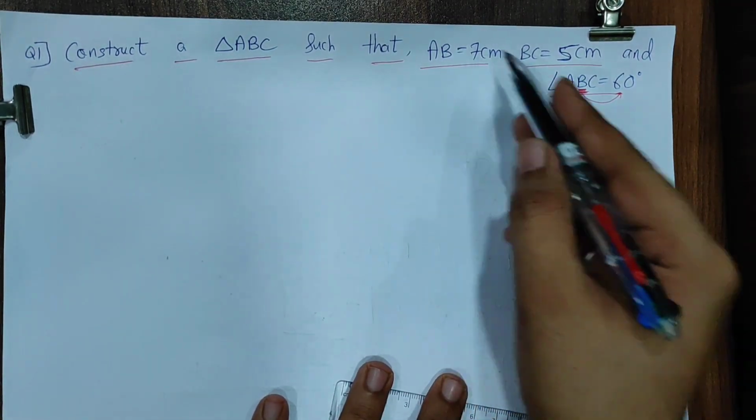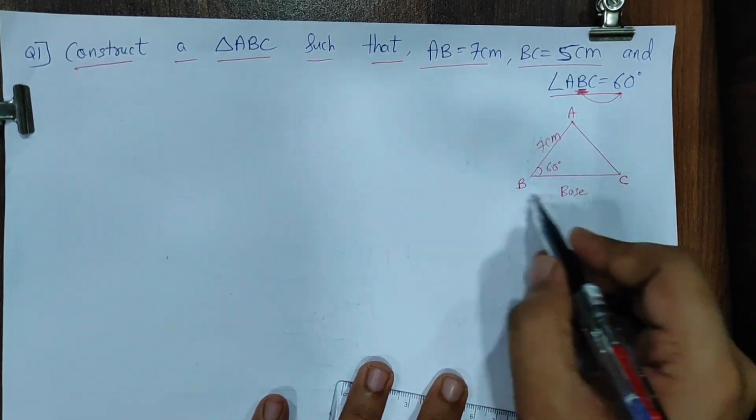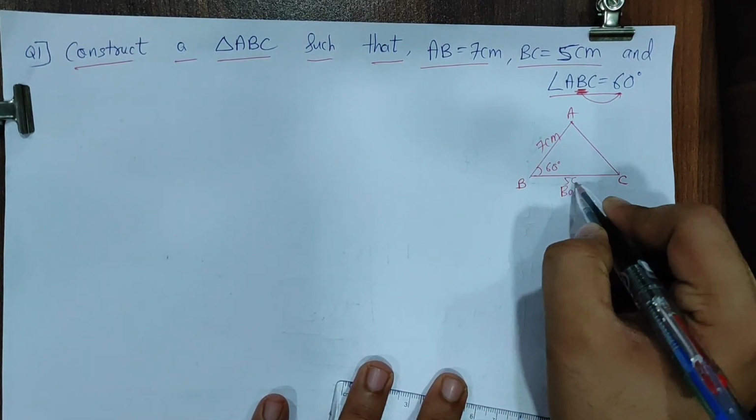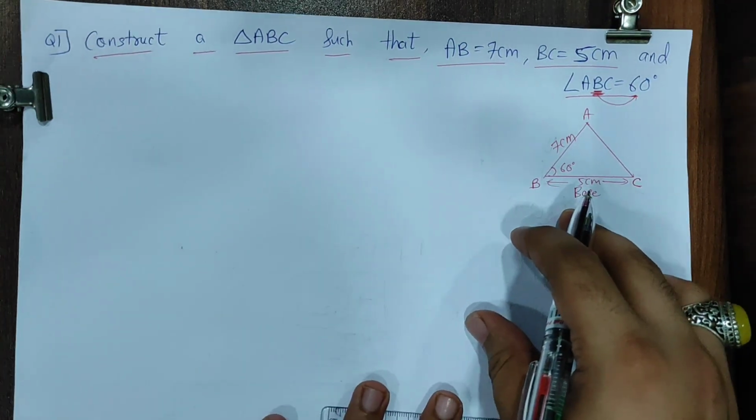Now see this, AB is 7 centimeter, and BC, this base BC, is 5 centimeter. It's a base. That's it. We have to construct this.